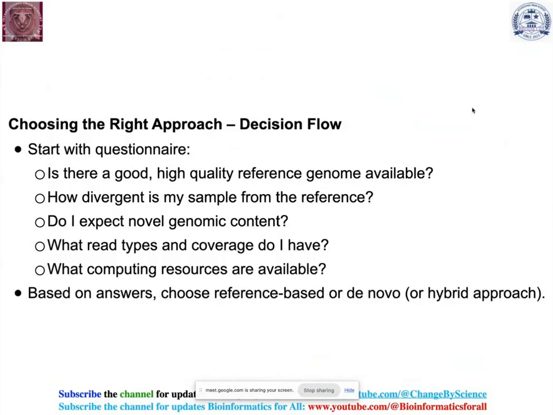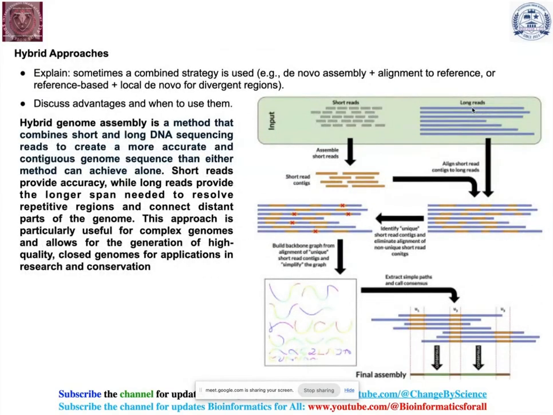That is also possible. So the hybrid approach is basically a combined strategy that is sometimes used. That means de novo assembly plus alignment to a reference genome, or reference-based plus local de novo for divergent regions. Let me discuss the advantages and when to use them.